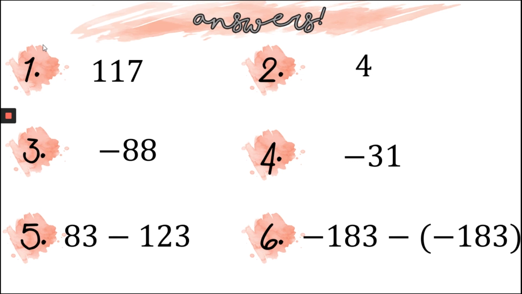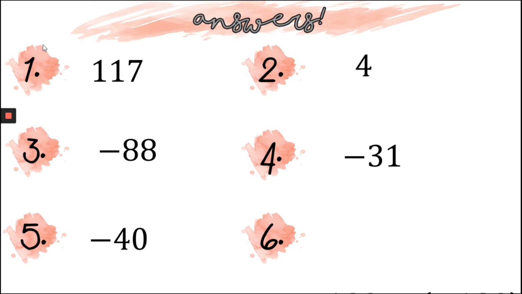Number 5, I have 83. I like using 83. That's my number here. I have $83 and I spend 123. I'm spending more money than I have, so I'm going to end up in the negatives with negative 40. Number 6, I have negative $183 and I get rid of that negative $183, so I break completely even and I end up with $0.